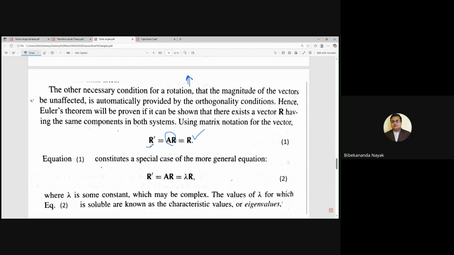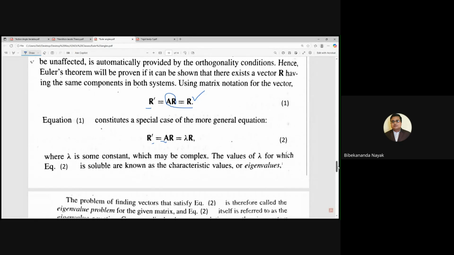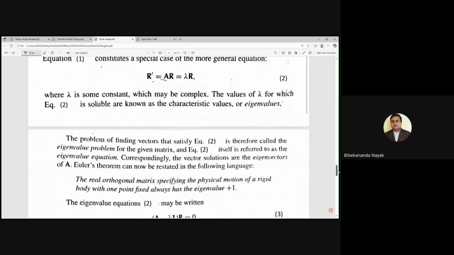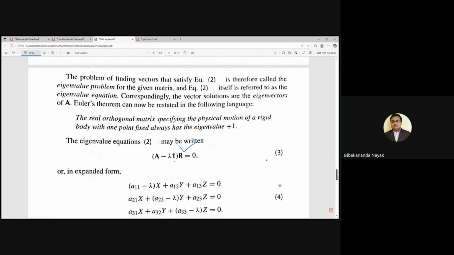This equation looks like an eigenvalue equation: R prime is equal to AR is equal to lambda R. So our aim now is to show that the characteristic value lambda is equal to 1. How to prove this? From AR equals lambda R, we get (A minus lambda I) R equals 0, where I is the unit matrix. We have to show that one of the eigenvalues is equal to 1.